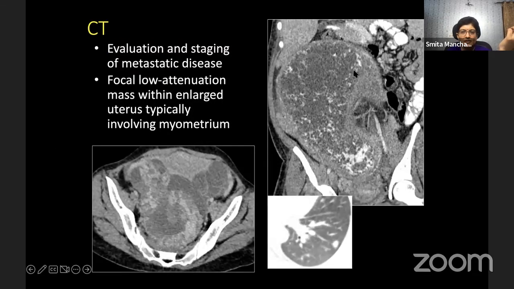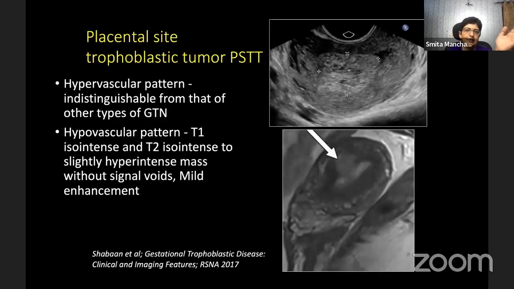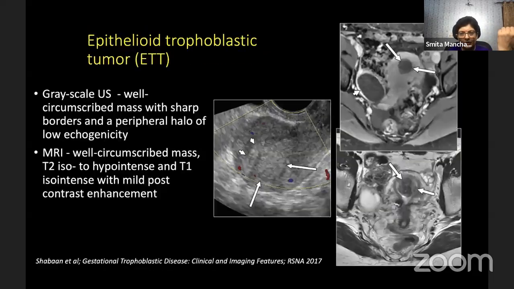Here you can see that excessive large mass which is distending the endometrial cavity. There are numerous arteriovenous shunts occurring within this lesion, and there are lung metastases. So this was the case of a choriocarcinoma. Now here again, you can see the sharply marginated lesion, the cavity is separate. It is predominantly myometrial. It is intensely enhancing, T2 intermediate to hyperintense. In terms of PSTT, these are taken from literature. So this has been described as either a hypervascular or hypovascular pattern. Again, it is myometrial in location, mild enhancement, low levels of beta HCG, mostly diagnosed by histopathology.